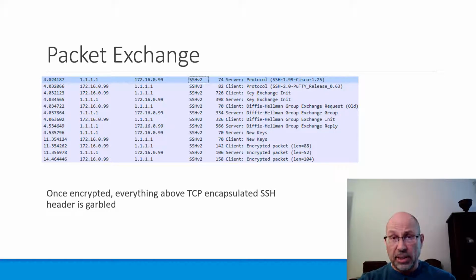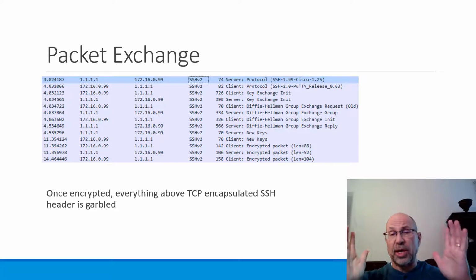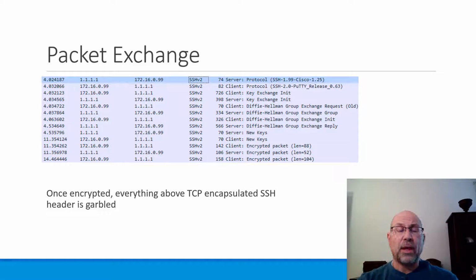At that point, right, you have the IP header, which you can see and read clearly, the TCP header, which you can see and read clearly, the SSH header, which you can see and read, and then all of a sudden it's encrypted. It's garbled data, so you can't read above that. So this is what we call encrypting above layer 4, or application layer encryption.